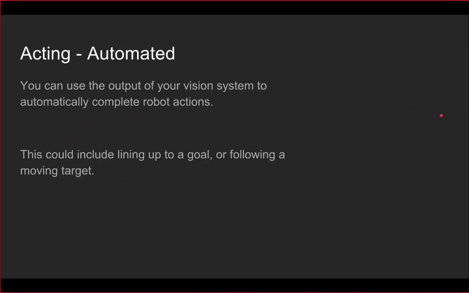Moving on. Probably the holy grail of vision processing in FRC, at least, is automation. So this is taking the output from your vision system to automatically do something on the robot, whether it be lining up to a goal, maybe taking a shot, following a moving target, or, well, a number of things. Depends on the game. I don't know what next year's game is. This year it might be aligning up to the airship to drop off a gear, or it might be aligning up to the boilers to take a shot, for example.